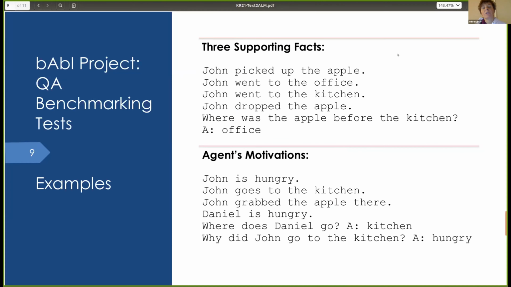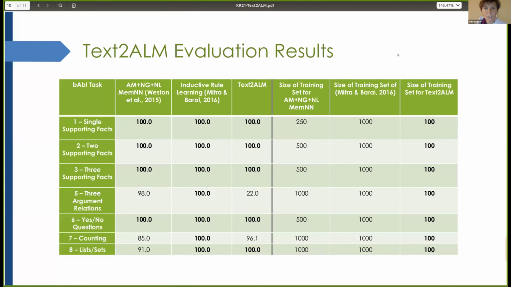I will just illustrate here the sample narratives and the kind of questions that would be posed. For example, in 3 supporting facts, there would be a sequence of sentences periodically interleaved with a question and then a suggested answer. This data set has been used in 2 ways. On one hand, we used some of its narratives to extend Text2Alm, incorporate new information on the verbs, and also test its validity. And then at the end of the day, we also used this project for testing. So in some sense, it's a methodology for machine learning based methods.